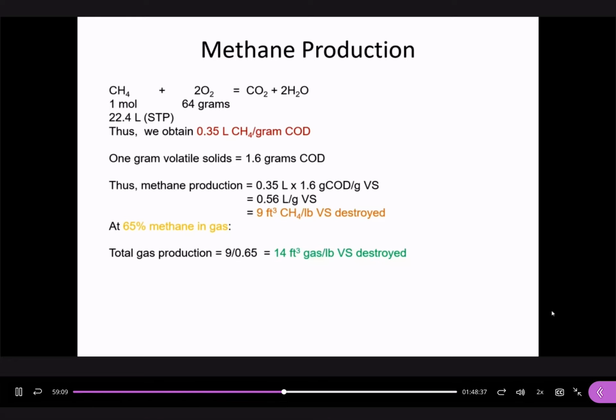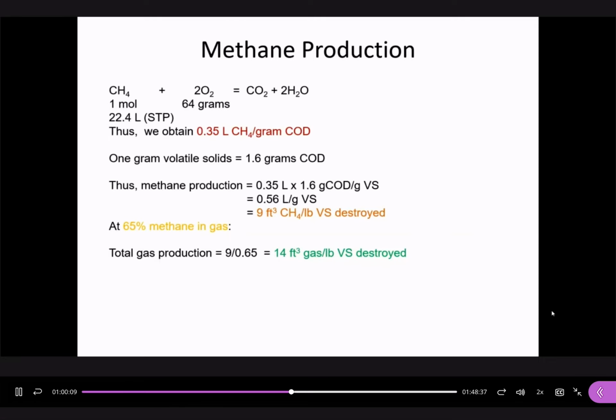The volume. And therefore, what is oxygen? Oxygen, COD, right? So we get 0.35 liter of methane per gram of COD. 22.4 divided by 64. Okay, that's how we get the 0.35 number. I hope everyone understands how we get 0.35.